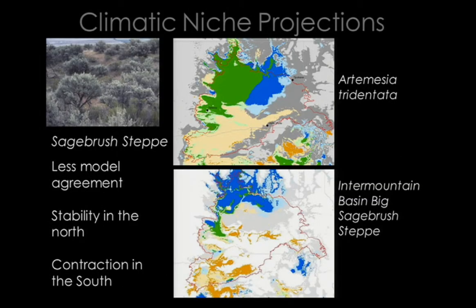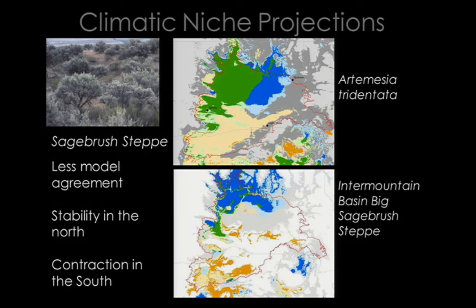And then lastly, sagebrush steppe. Because sagebrush steppe was a general vegetation type, we looked at a couple different components of it. So this top map is showing big sagebrush, the species, Artemisia tridentata. And you can see the Columbia Plateau outlined in red. And then this lower map is for the vegetation system, Intermountain Basin big sagebrush steppe. And again, the green is stable, blue is expansion, and orange is contraction.